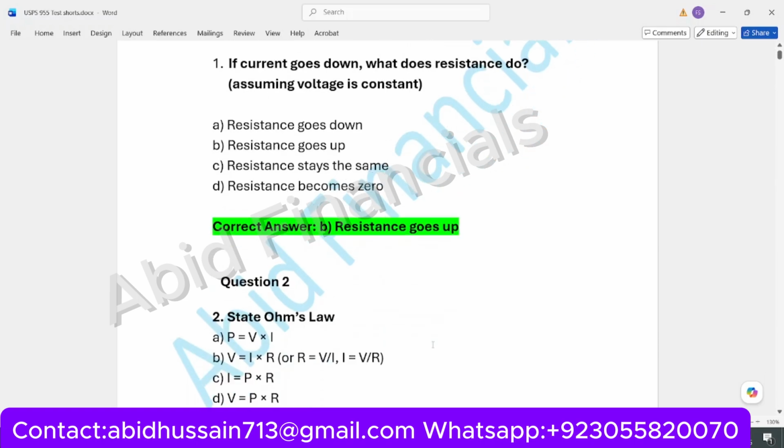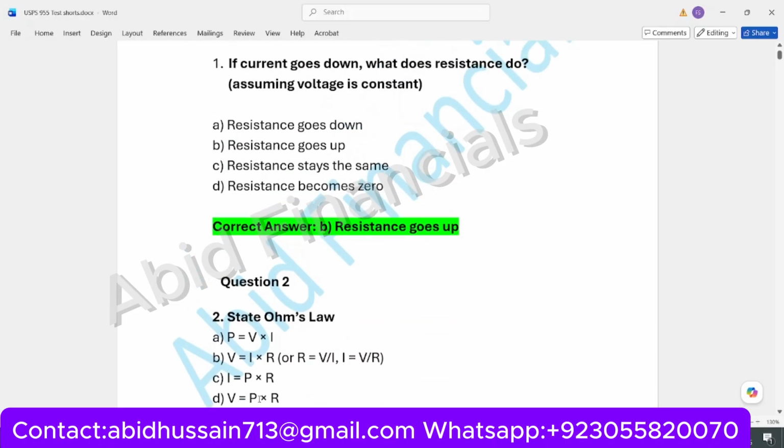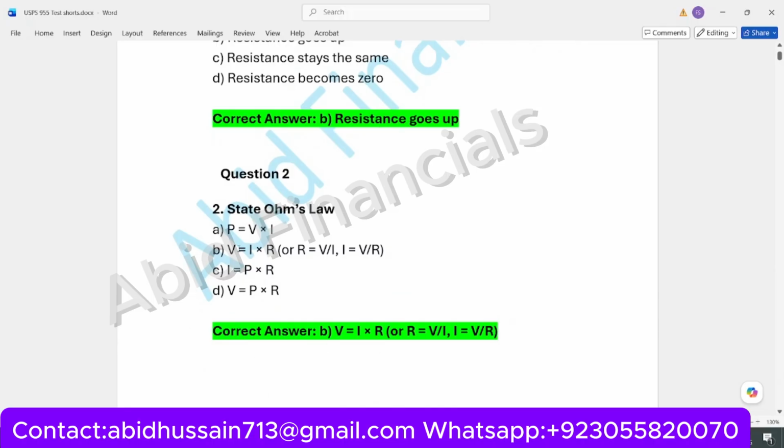Question number 2: state Ohm's law. Option A: P is equal to V multiplied by I. B: V is equal to I multiplied by R. C: I is equal to P multiplied by R. The correct option is option B: V is equal to I multiplied by R.